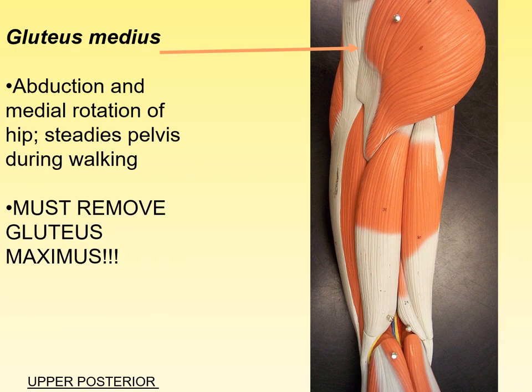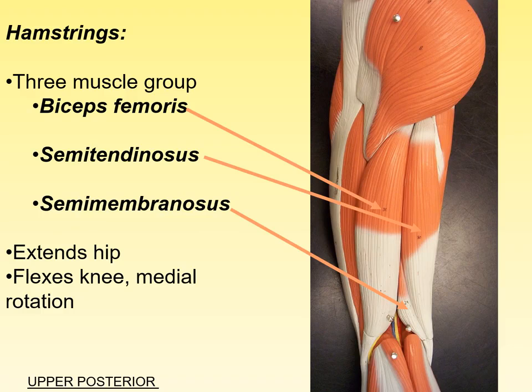The gluteus medius is involved with abduction and medial rotation of the hip. It also helps to stabilize the pelvis when walking. In order to see it, you have to remove the gluteus maximus because it's underneath it or deep to it. The hamstrings, this is comprised of three different muscles. You have the biceps femoris, you have the semitendinosus and the semimembranosus, which is back under here. The combination of the three together working helps to extend the hip, helps to flex the knee, and also medial rotation.